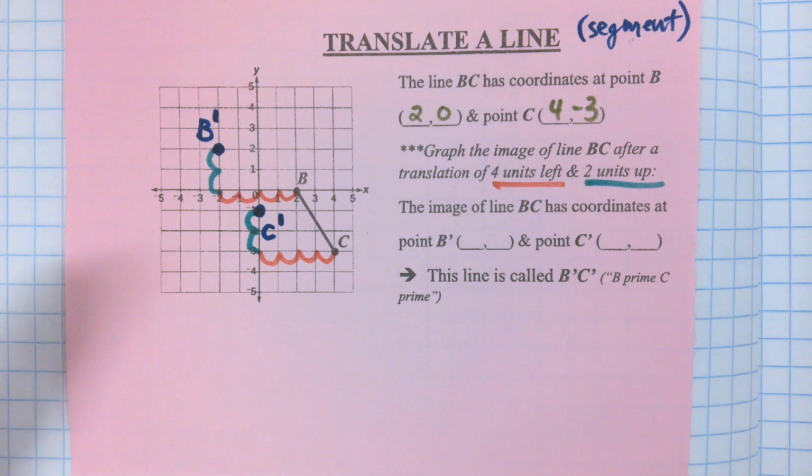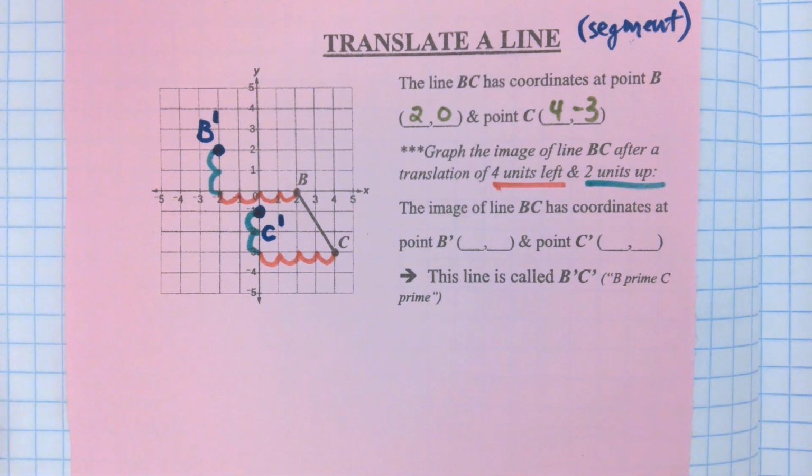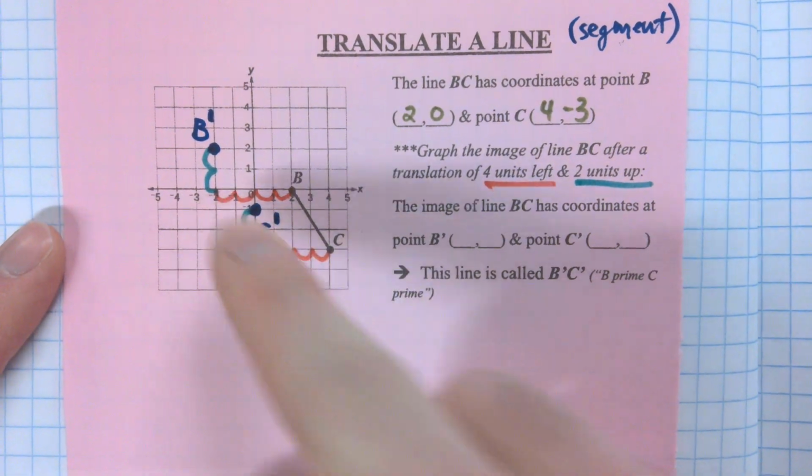Okay, I'm going to take a step back. Hold on. It's fine. Yes, yes. We're following what it says. 4 units to the left, 2 units up.